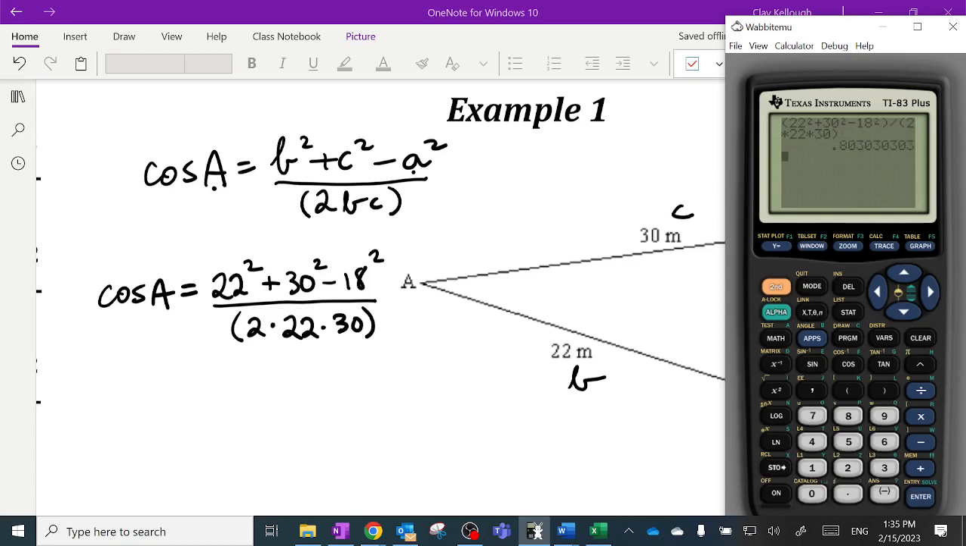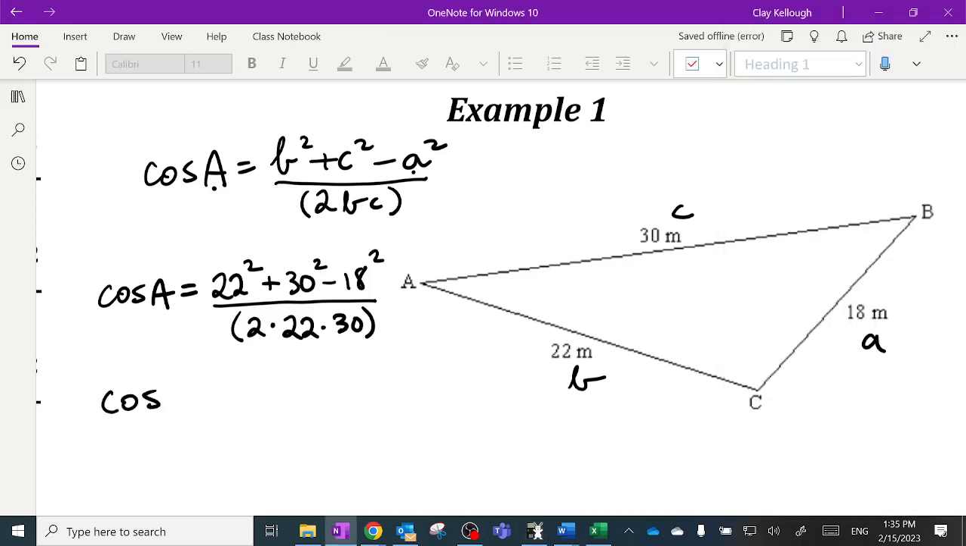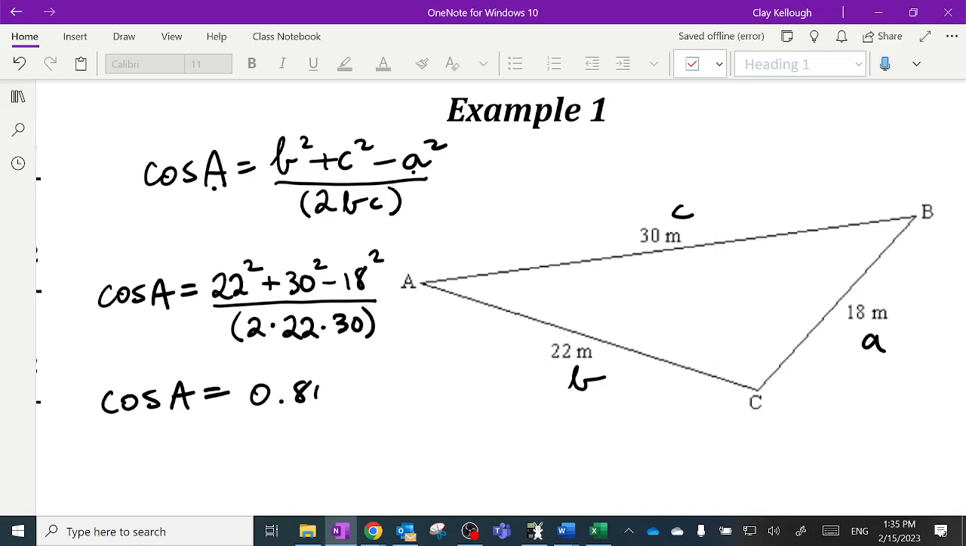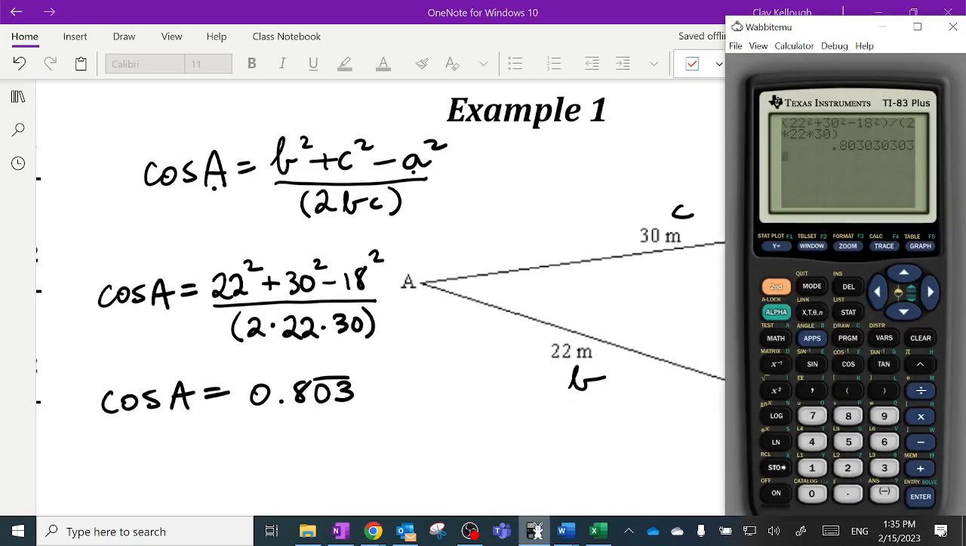And we got ourselves a decimal. Remember, when we're doing cosine, that's to be expected. And remember, that's not how big the angle is. It looks like it's 0.803 and then 0303, so the 03 is repeating. 0.803 repeating. There, I'll just write the repeating. Saves me work.